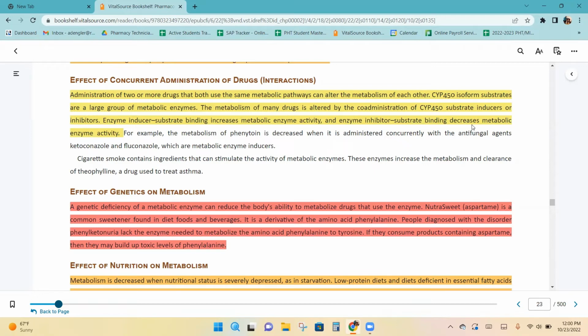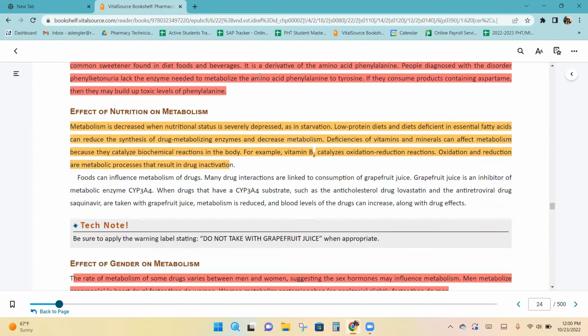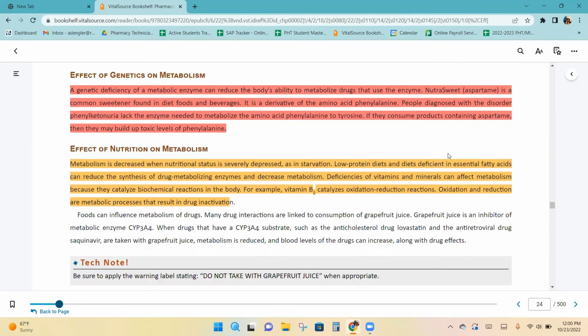CYP450 isoform substrates are a large group of metabolic enzymes. The metabolism of many drugs is altered by the co-administration of CYP450 substrate inducers or inhibitors. Enzyme inducer substrate binding increases metabolic enzyme activity, and enzyme inhibitor substrate binding decreases metabolic enzyme activity. A genetic deficiency of a metabolic enzyme can reduce the body's ability to metabolize drugs that use the enzyme.